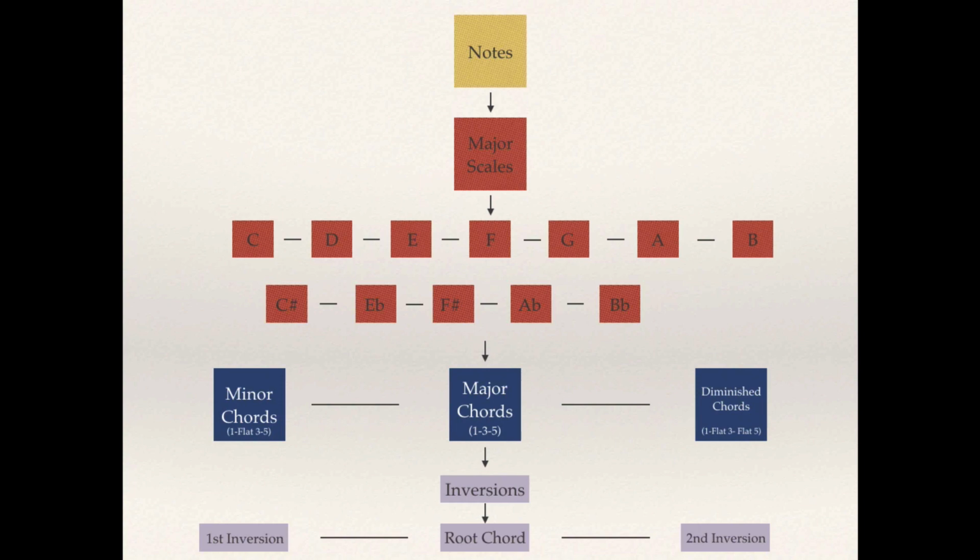While we're in the red, just below, you see the letters C, D, E, F, G, A, B, C sharp, E flat, F sharp, A flat, B flat. These letters in these square red boxes represent all of the individual major scales. There are 12 major scales. I did it like this because I wanted you to see that there are 12 notes and every single note has its own major scale.